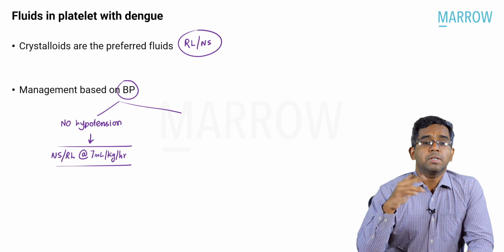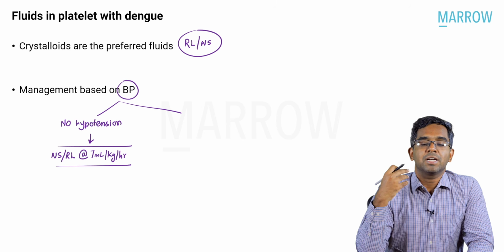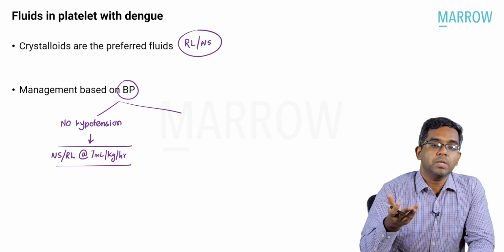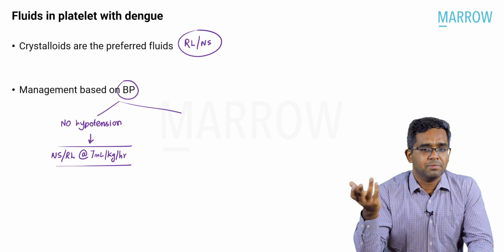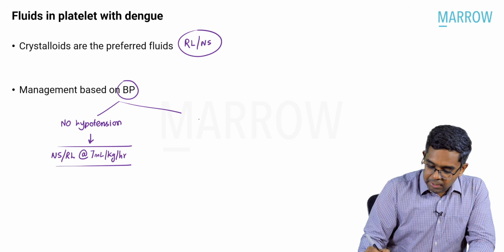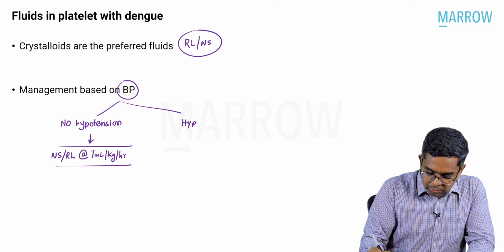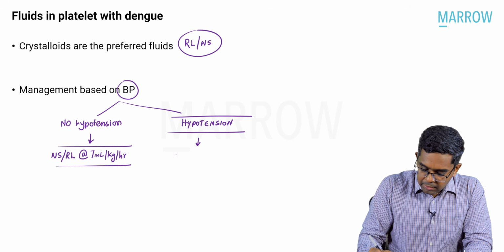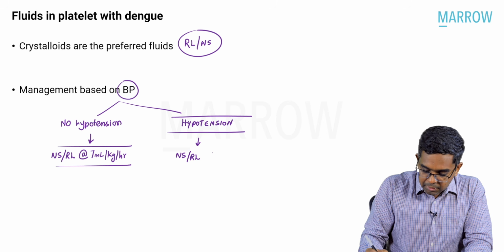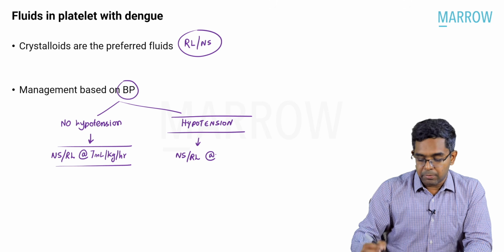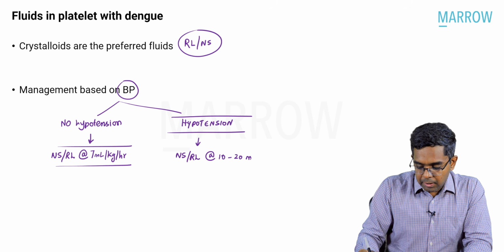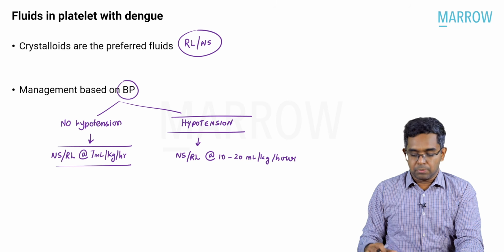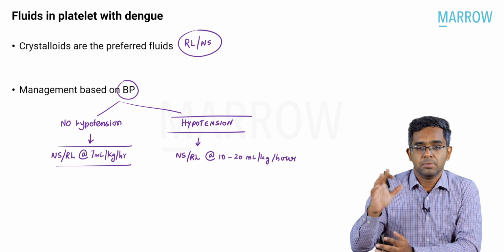After you start the infusion, after 1 hour, you have to see. If the child shows improvement, then we can decrease the infusion rate. If the child is not showing an improvement, we should increase the infusion rate. Very simple, right? On the other hand, if there is documented hypotension, I'll write on the other side. If there is documented hypotension, then you can use NS or ringer lactate again, but at an increased rate. What is that? 10 to 20 ml per kg per hour. This is what you're going to use if there is documented hypotension, right? So that should be kept in mind.